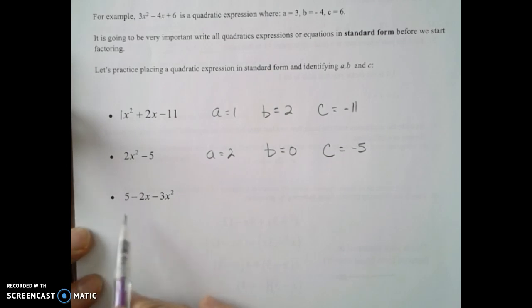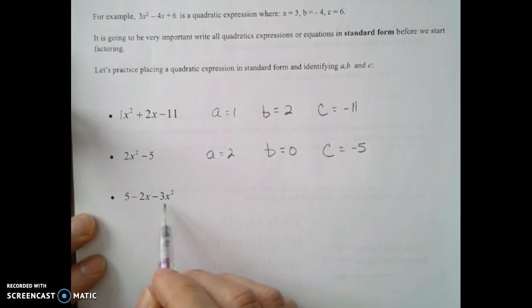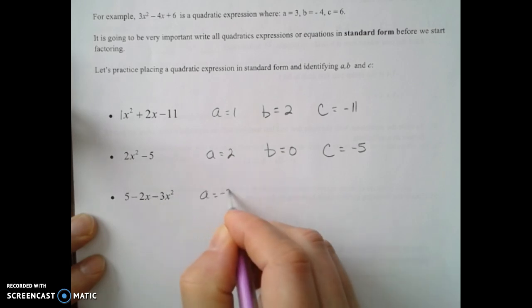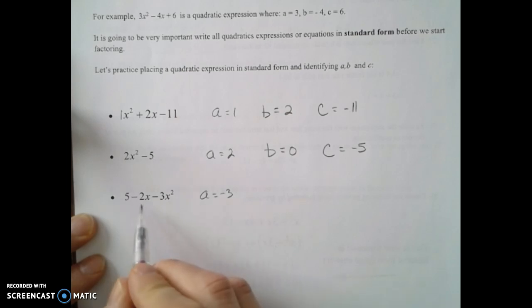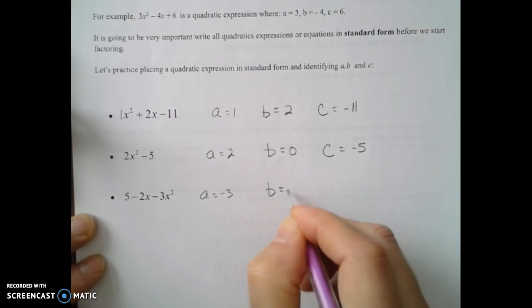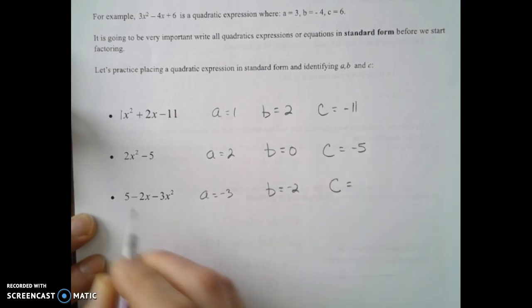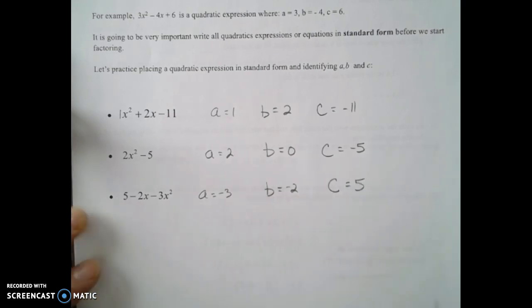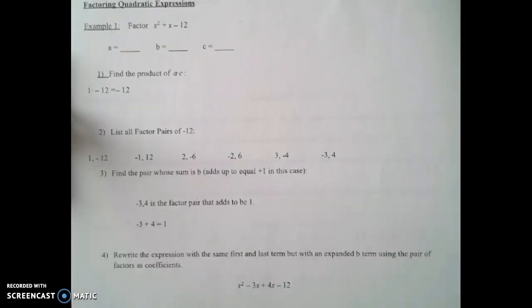With our last example, this one looks backwards from how we're used to seeing it. Our x squared term is down here at the end. Its coefficient is negative 3, so a is negative 3. Our b term is a negative 2 with the x there, so b is negative 2. And our constant is the value of positive 5. Being able to identify your a, b, and c values is going to help us factor a quadratic.